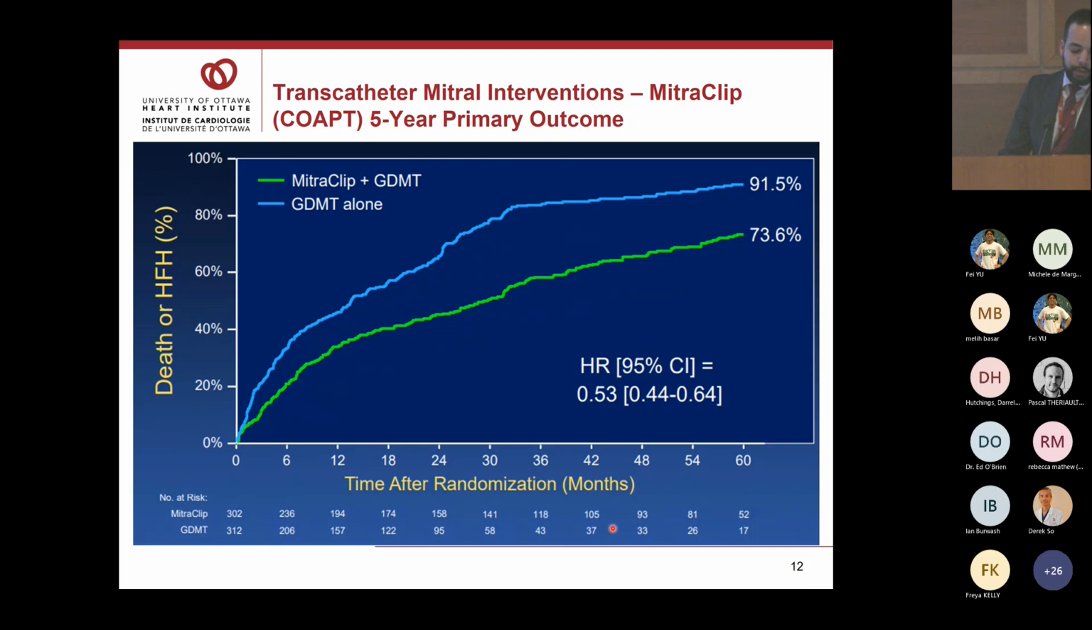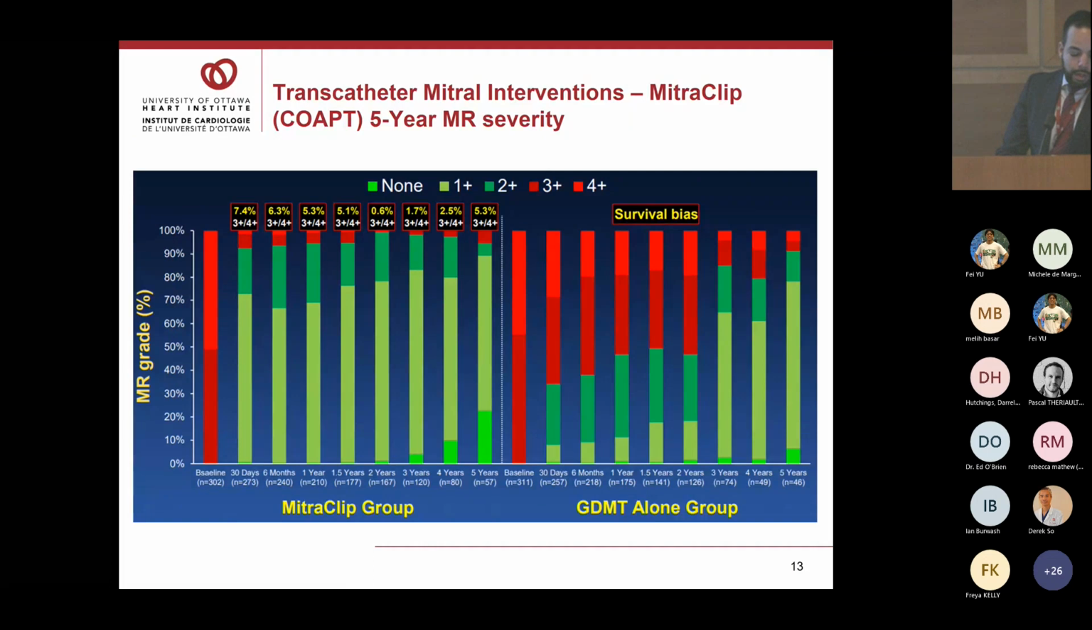And that's also the case for their primary outcome, which is the composite of death or heart failure hospitalization. So 92% of patients in the control arm had heart failure hospitalization or death versus 73% only in the MitraClip group. And this is just to show that at 2 years in COAPT, you're actually allowed to cross over, and about 45% of patients in the guideline directed medical therapy arm actually crossed over to MitraClip at 2 years.